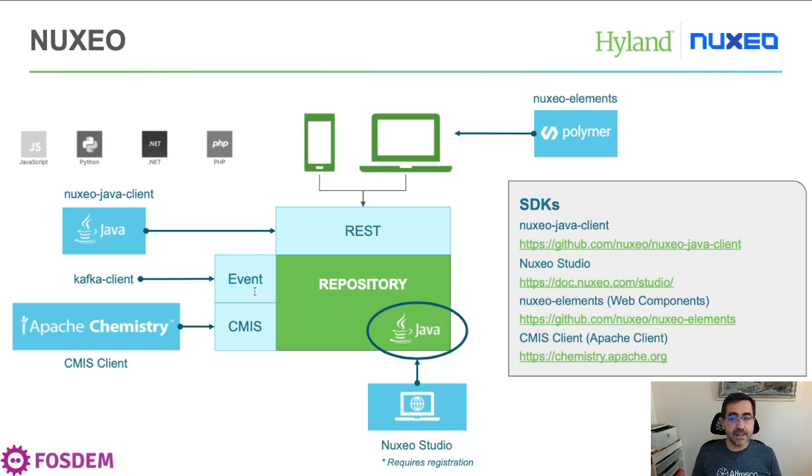Consuming Nuxeo events is available using any of the existing Kafka clients that are available in Java, C, Go, .NET, and Python. When using the CMIS standard, Apache Chemistry clients, also available in many different languages, can be used.